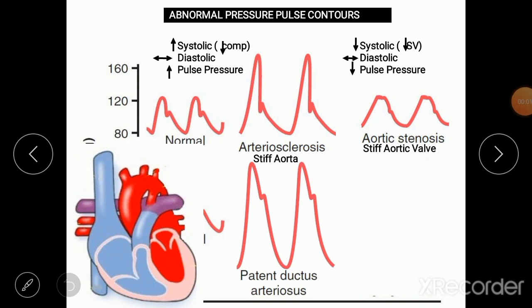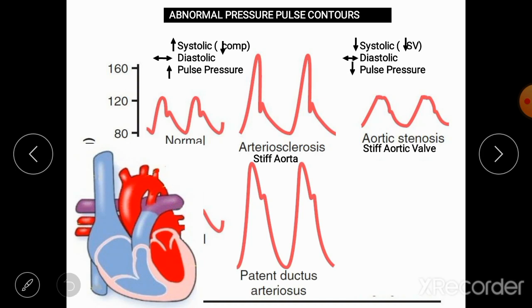So now, as soon as the baby is born and takes his first breath, this ductus arteriosus is closed off. In some abnormal conditions, when this ductus arteriosus is not closed off and remains open, there is an additional pathway between the aorta and the pulmonary artery. So how does this affect the blood pressure?